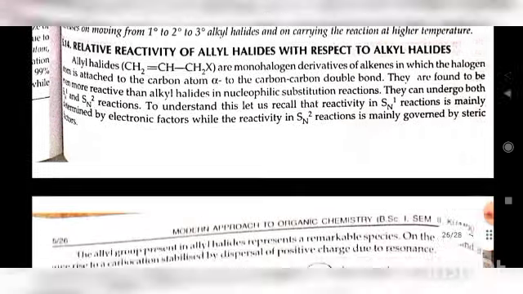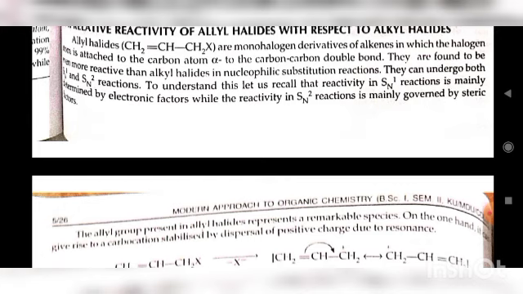Relative reactivity of allyl halides with respect to alkyl halides. Allyl halides are monohalogen derivatives of alkenes in which the halogen atom is attached to the carbon atom alpha to the carbon-carbon double bond. They are found to be even more reactive than alkyl halides in nucleophilic substitution reactions. They can undergo both SN1 and SN2 reactions.